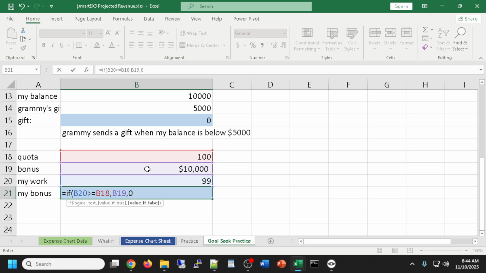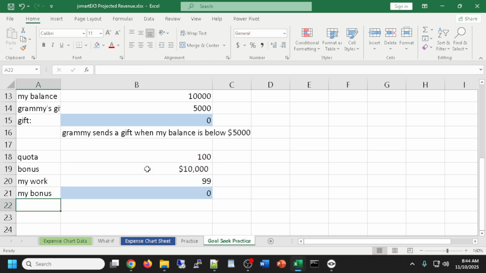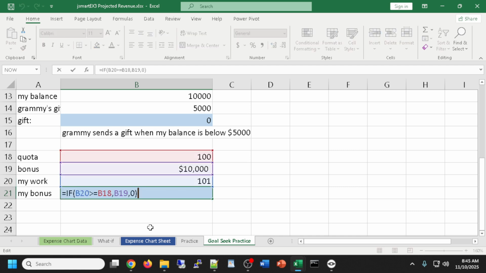I suppose if it's a really harsh boss, you could get fired. Are you still employed? We're just saying, no, you don't get your bonus if you haven't met the quota. Do I get the bonus this month? No, my work wasn't enough. Oh, I made another part, 101. Hey, there I get my bonus. So it all depends on this little logical problem. There's the logic. Met my quota. My work greater than or equal to the quota. The bonus that the boss says he'll give me if I meet my quota is there.